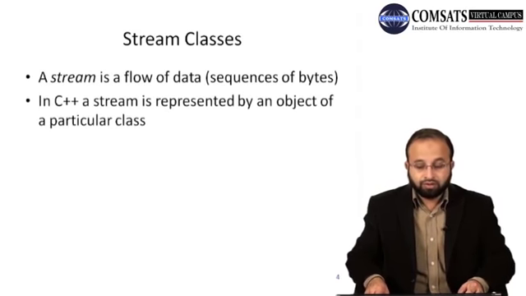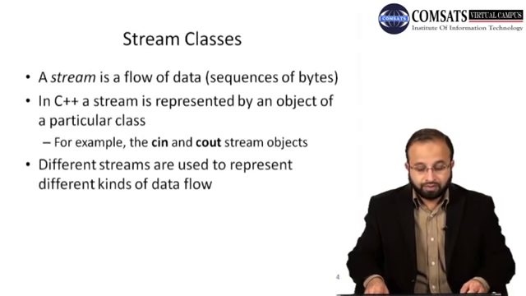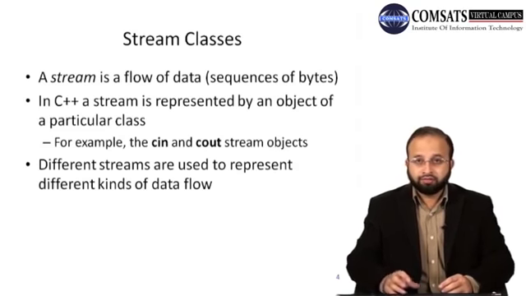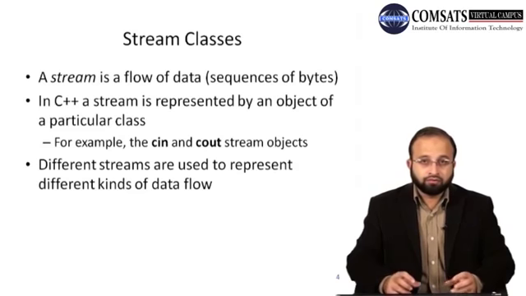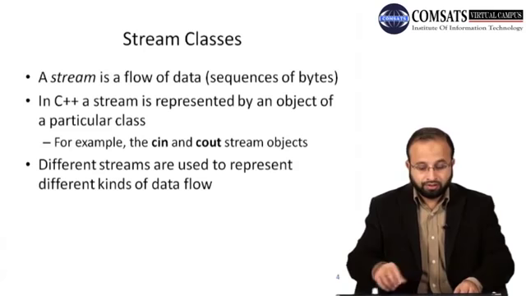In C++, a stream is represented by an object of a particular class. For example, cin and cout, these both are objects of the istream and ostream classes. So different streams are used to represent different kinds of data flow. For example, if you want to perform basic I/O operations, different stream objects will be used. If you want to perform file I/O operations, then different streams will be used, right?